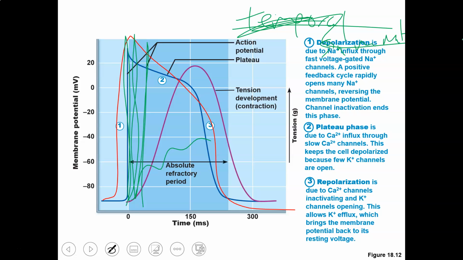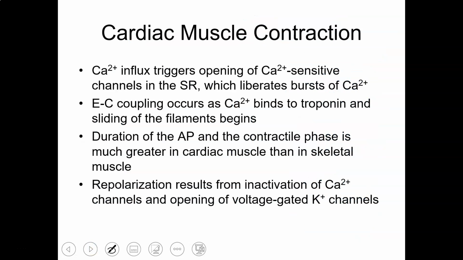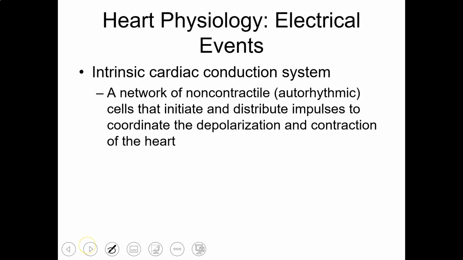This long absolute refractory period here prevents temporal summation in cardiac muscle, which means that because of this long absolute refractory period, cardiac muscle has already relaxed before you can fire another action potential. Now, again, I'm not going to get into the calcium influx thing. Again, we did this.